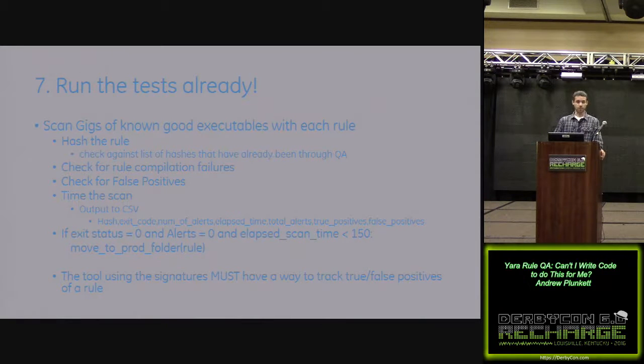And then essentially you come up with one conditional at the end that basically says if it passed all these tests, move it to a folder. This folder is now production. Kind of simple and easy. And then like I just said, you have to have a way to track true positives and false positives for a rule. This is one of the things that was really important. This wasn't built into our tool originally, but we found out that it's really important to do that as time goes on.